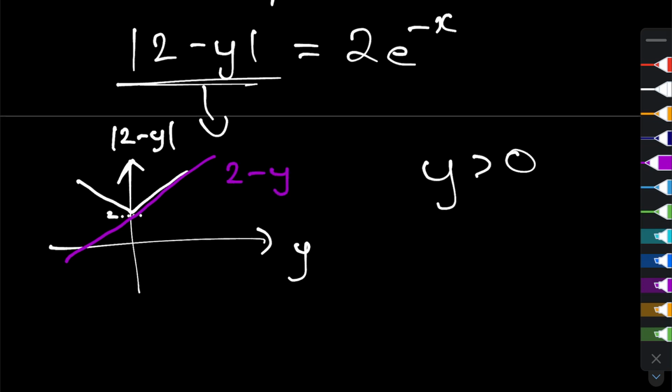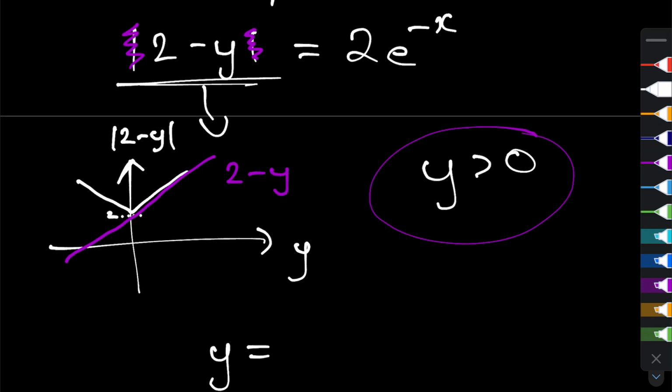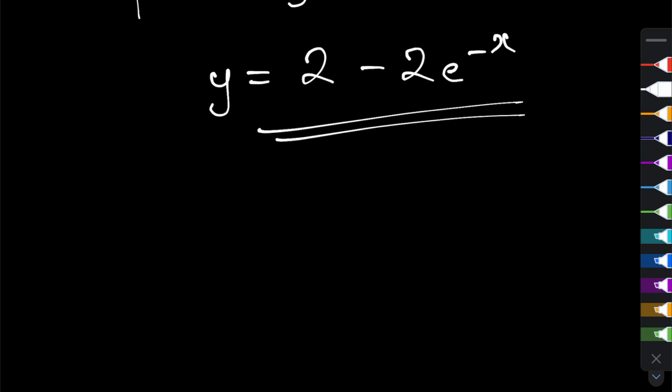So in that case, we can actually get rid of the absolute value if we know this condition is going to happen, and most of the time the problem would say so. So that lets us simplify this equation even further, and we can say that y equals 2 minus 2e to the minus x. That's our final solution. Let's have a look at one more example that's going to be a little more involved.